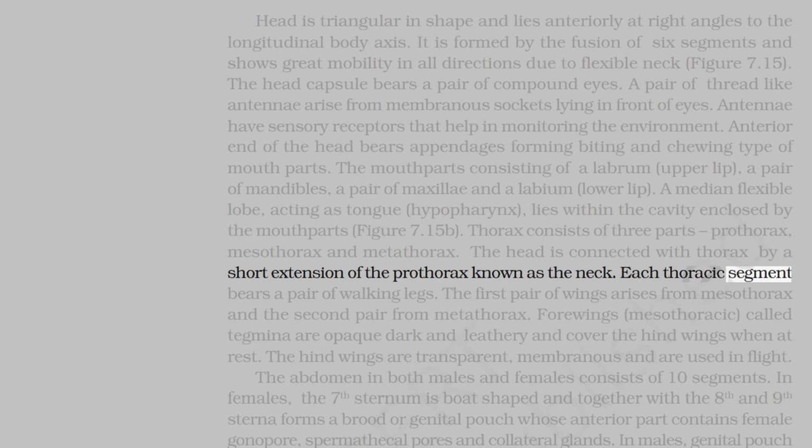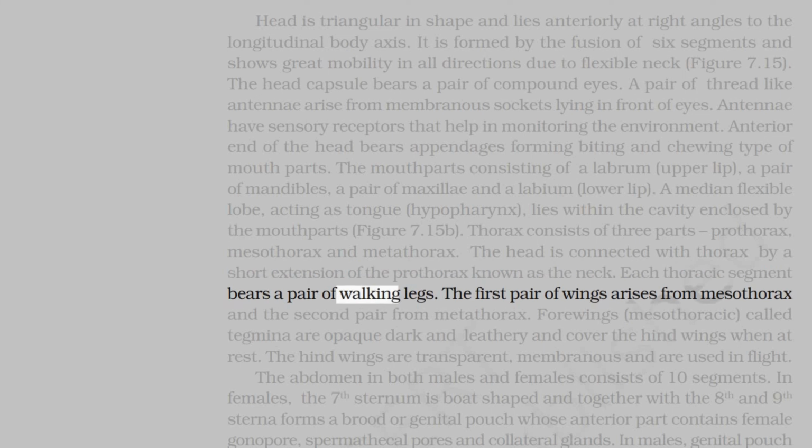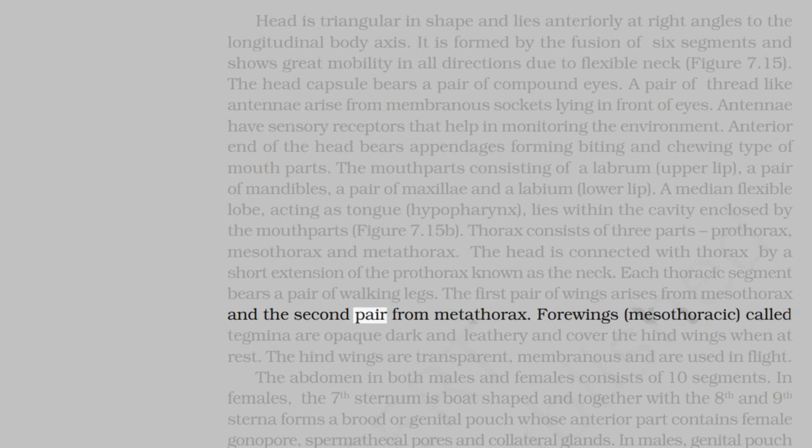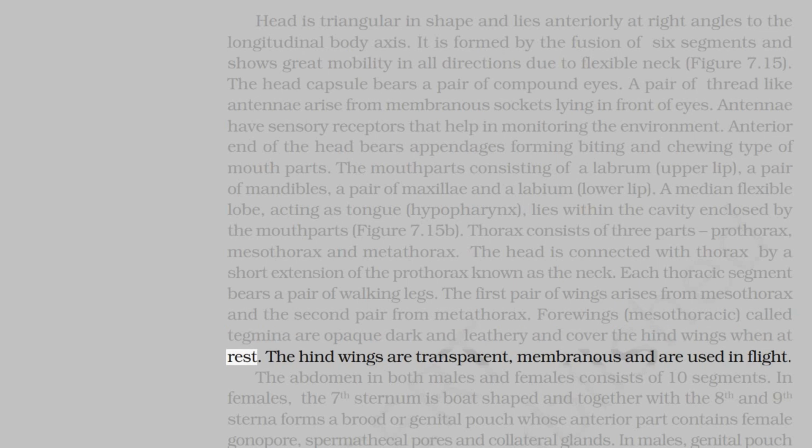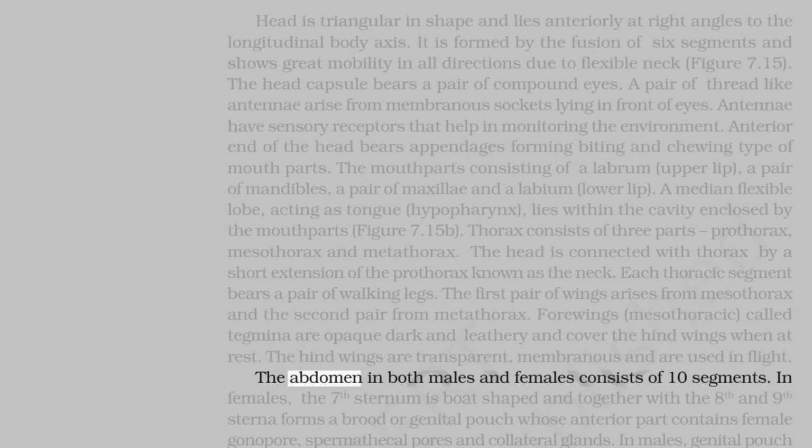Each thoracic segment bears a pair of walking legs. The first pair of wings arises from mesothorax and the second pair from metathorax. Forewings, mesothoracic, called tegmina, are opaque, dark and leathery and cover the hind wings when at rest. The hind wings are transparent, membranous, and are used in flight. The abdomen in both males and females consists of 10 segments.